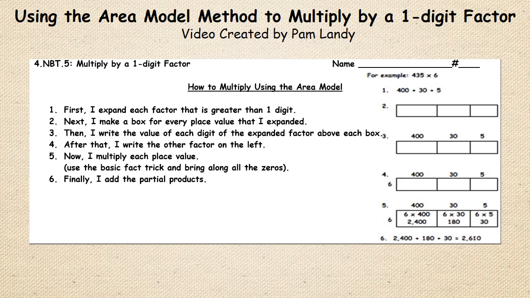Finally, I would add the partial products. The helping chart shows addition horizontally to save space, but when we solve problems, we will need to add vertically to be able to show all our work. The final product for this problem is 2,610. Now let's practice a couple more problems on the next screen.